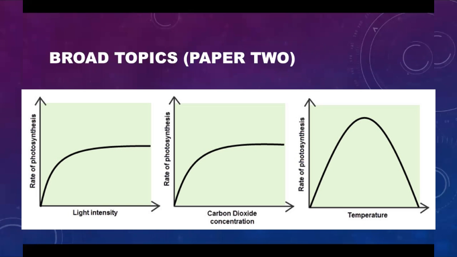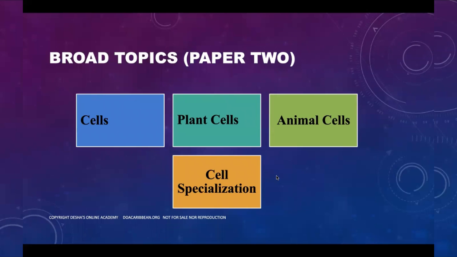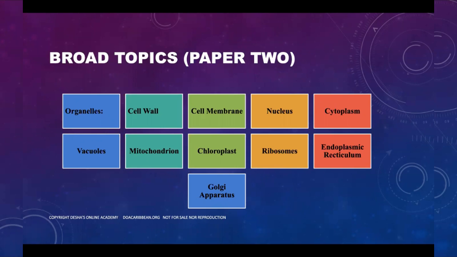Moving on to the best topic in biology, cell biology. We know that the cell is the structural and functional unit of organisms. A high yield strategy going into the examination is you must know the different organelles found in plant and animal cells. There's the cell wall, and we know that this structure is only found in plant cells.